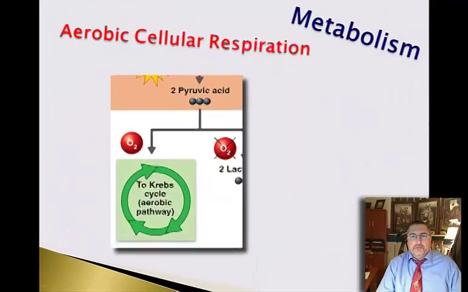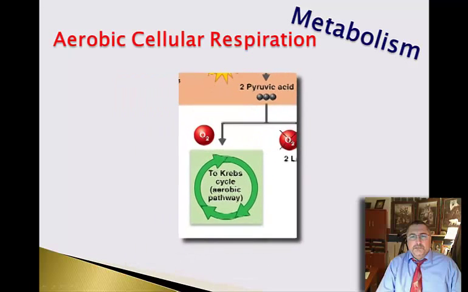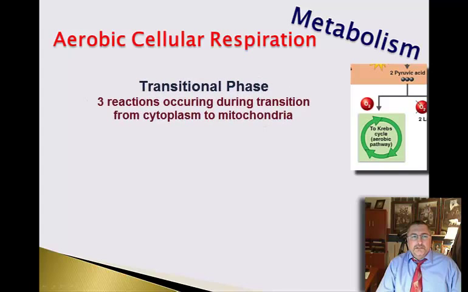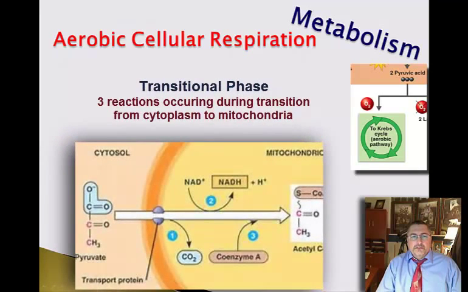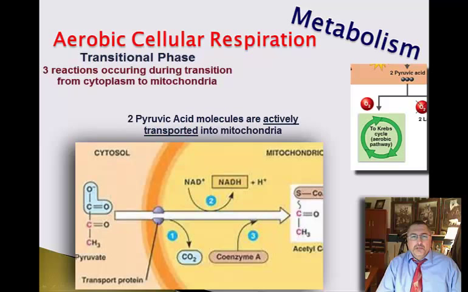Now, on the flip side, we have the presence of oxygen. If we have the presence of oxygen, we're talking about something known as aerobic cellular respiration. Now, a set of reactions involved in aerobic cellular respiration are frequently called the transitional phase. The transitional phase is going to include three reactions. If oxygen is present, the two pyruvic acid molecules will be actively transported into the mitochondria. What does actively mean? It means it's going against the concentration gradient.